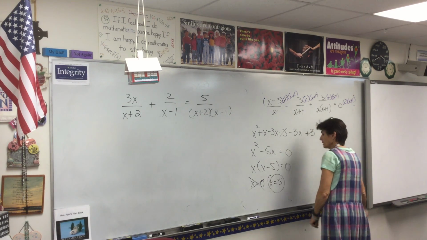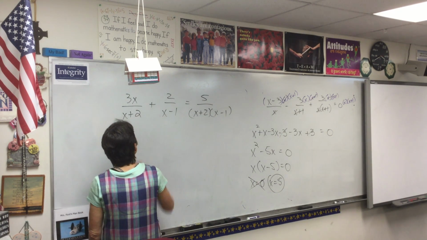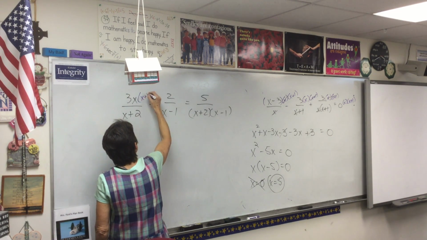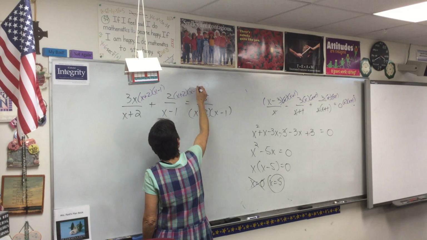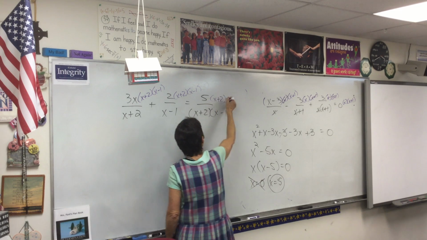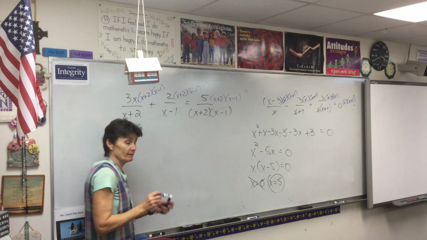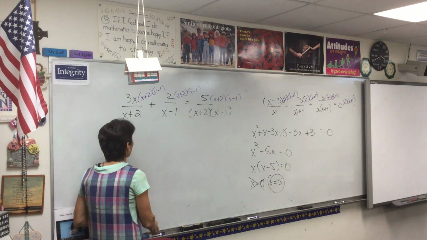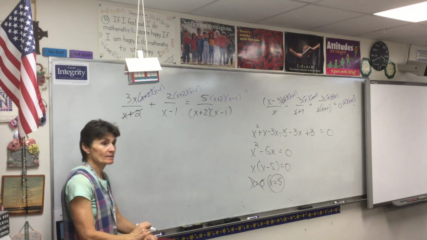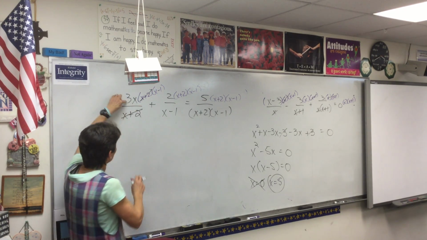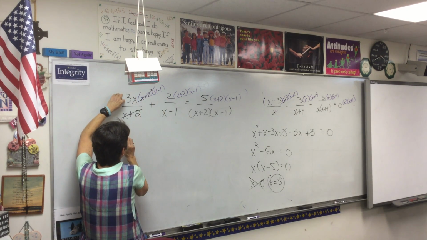So Brooks, what do you want to do here? You're going to multiply everything by x plus 2, x minus 1. Beautiful. You need to multiply by whatever will get rid of every single denominator. And that will do it. That will take care of all the denominators. So in the first term, when I cancel those out, what will I be left with? On the top here.